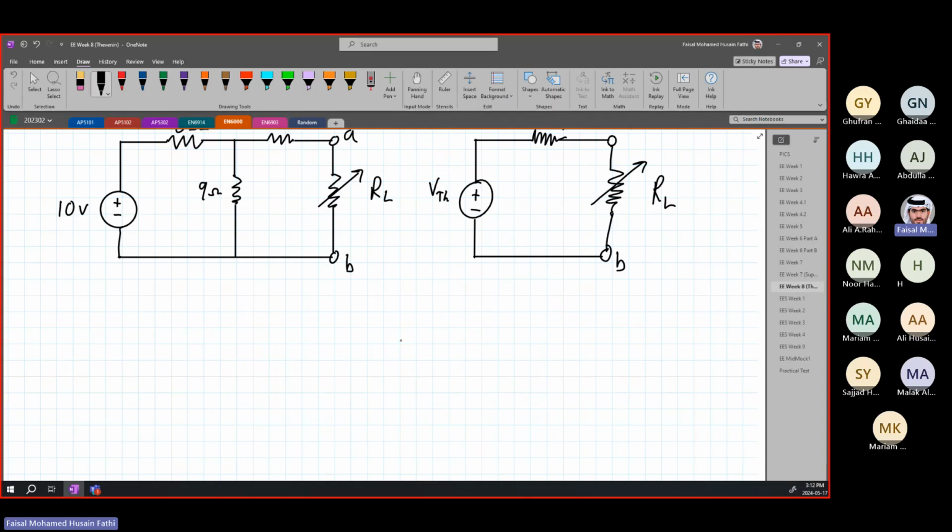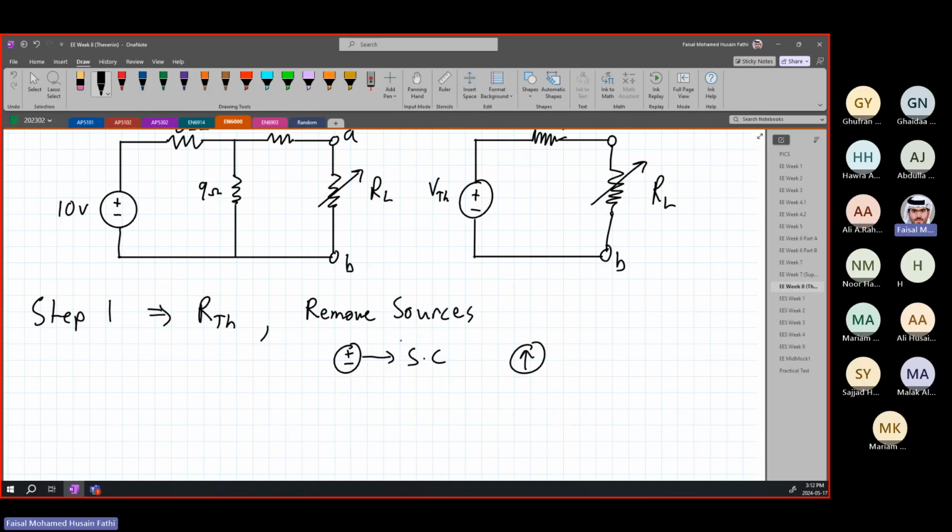So the very first step, step 1, we need to find R Thevenin. All right. To find R Thevenin, we need to remove sources. So if we have a voltage source, this is going to become a short circuit. All right. And if we have a current source, this is going to be an open circuit. Okay. Again, we're dealing mostly with voltage sources so far. That's all I've seen. So we're just going to remember that voltage sources are going to become shortened.